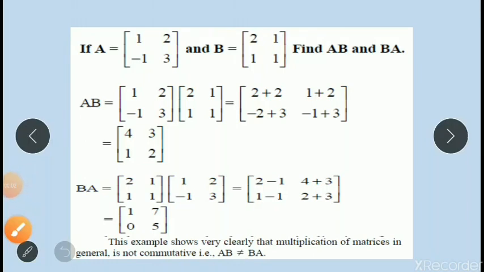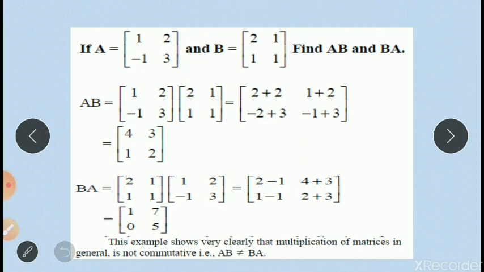In this video, we are going to solve some problems in multiplication. If A is equal to [1, 2; -1, 3] and B is equal to [2, 1; 1, 1], find AB and BA. Now we have to multiply A matrix with B matrix.